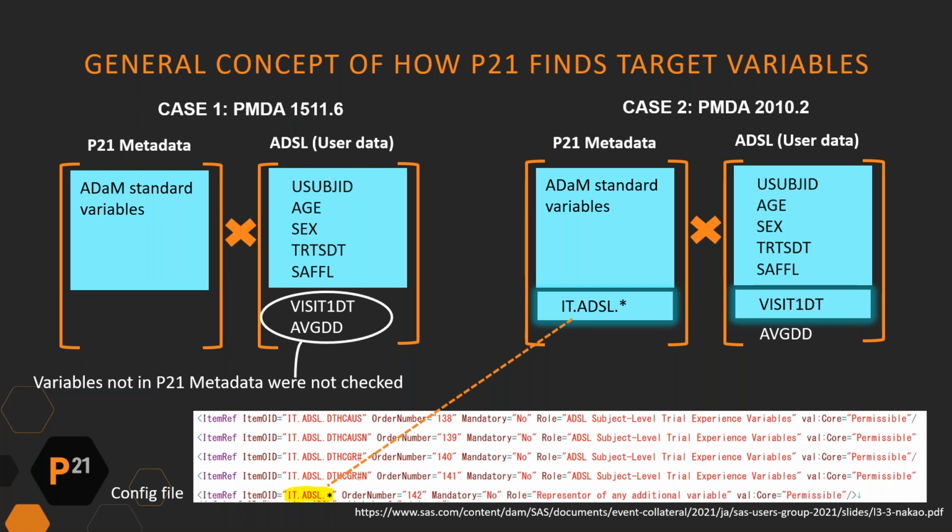However, as shown in the case of 1511.6, custom variables using some ADaM fragments, in this case, VISIT1DT using DT fragment for date variables, and complete custom variables without ADaM fragments, which is ABGDD, are not checked by Pinnacle 21. So in PMDA engine 1511.6, this is how Pinnacle 21 checked. Only checked ADaM standard variables.